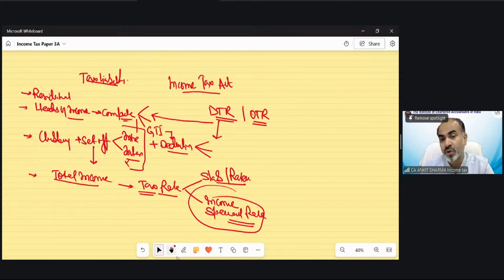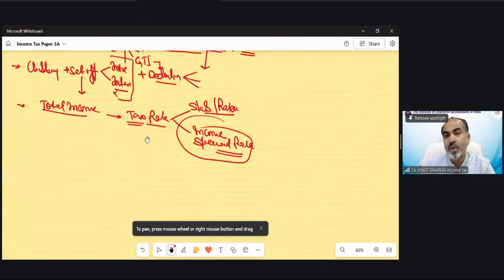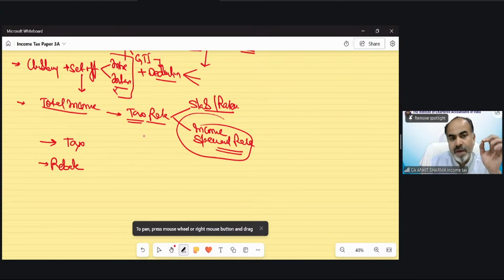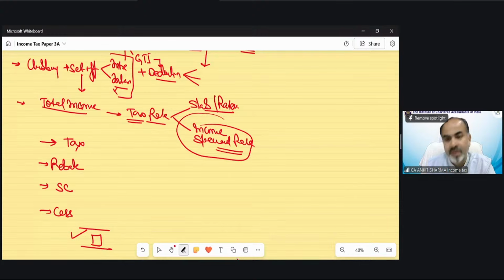And let me tell you, it's not only the rates. You have to apply the rate. I have already told you in chapter number 1, basic concept, that whenever you calculate tax, please remember, first you need to calculate tax. Then write down rebate, if applicable. Then write down surcharge, if applicable, and then cess. After applying these 4, now you will get your total tax liability.